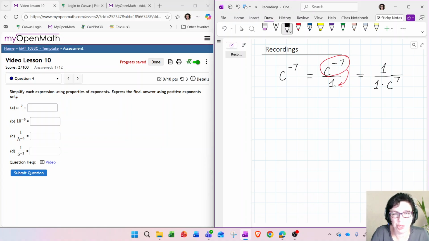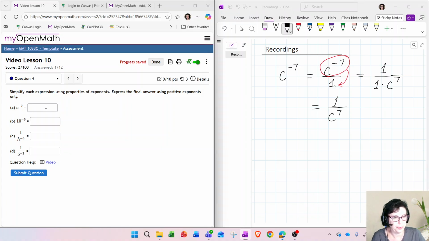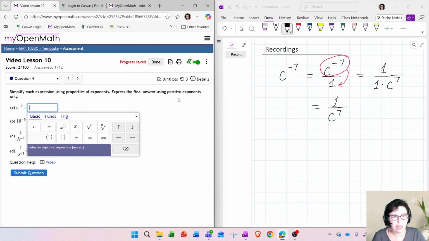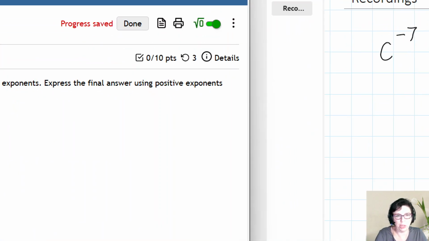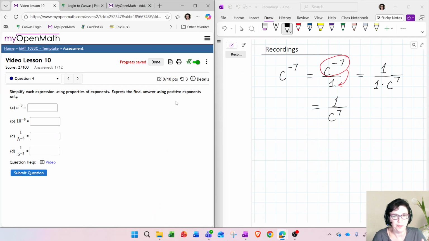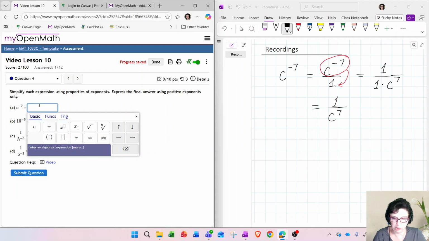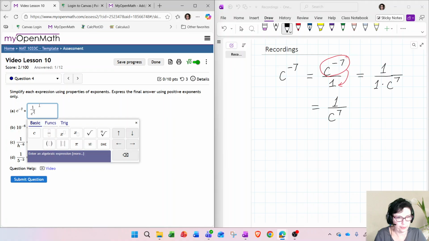Okay, what happens when you move from the top to the bottom? The power switches sign. The negative power becomes a positive power on the bottom. Finally, when you multiply c to the power 7 by 1, that doesn't change anything. And again, you're just going to get c to the power 7, but it's going to be on the bottom. Okay, look at how it says express the final answer using positive exponents only. You cannot have any negative exponents in the answer.